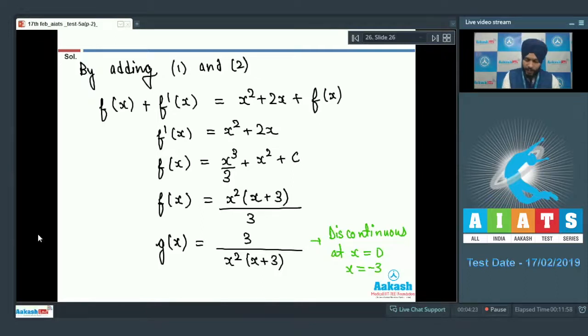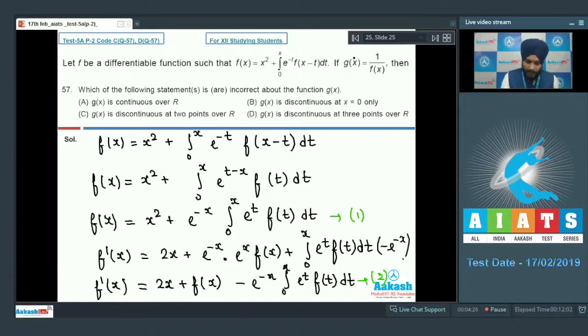We have to choose incorrect options. So let us have a look. A is incorrect. B is incorrect. C is correct, so it will not be my answer. D is incorrect. So ABD is the final answer for question number 57. Okay. Let us move on to the next part of this paragraph. Question 58.